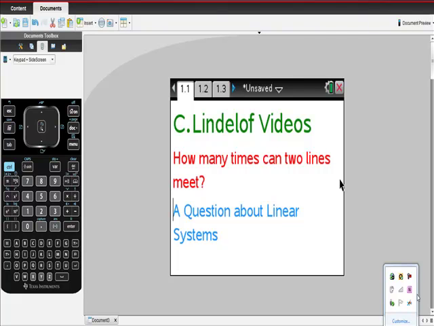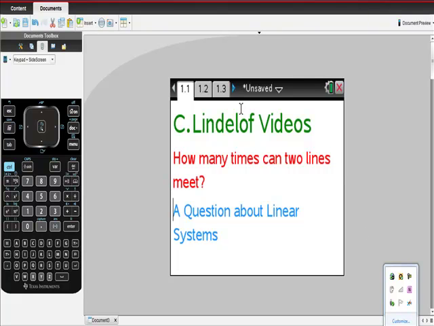Okay, CK-12 videos. How many times can two lines meet? So if you had just any random two lines and you tried to cross them as many times as you could, how many times can they cross at any given time? Right? How many times? It's a question about linear systems.